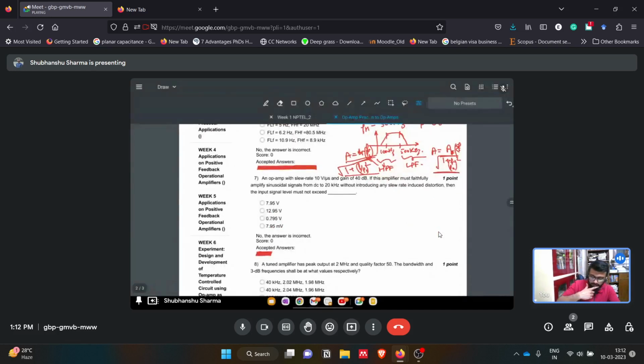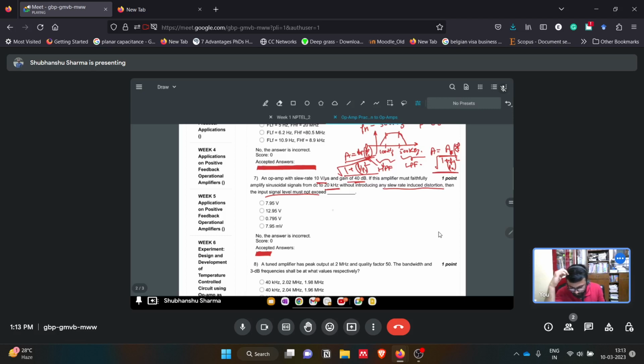Then there is a question: an op-amp with slew rate 10 volt per microsecond and gain of 40 dB. This amplifier must faithfully amplify sinusoidal signals from DC to 20 kHz. They are saying the maximum frequency which can be amplified is 20 kHz without introducing any slew rate induced distortion. Then the input signal level must not exceed what? They have given the slew rate and the gain.